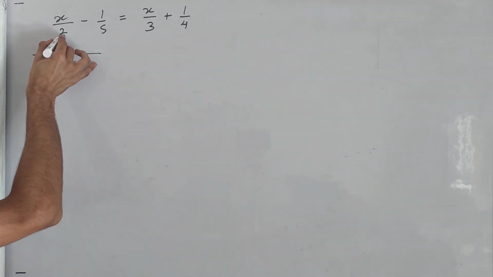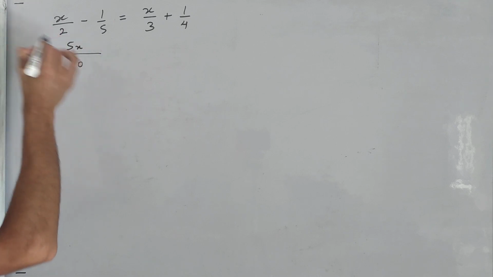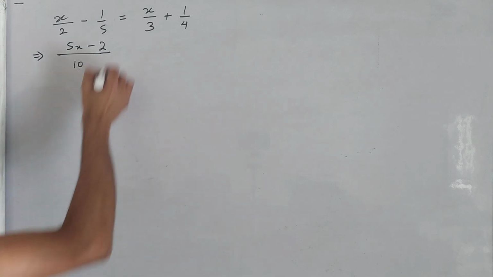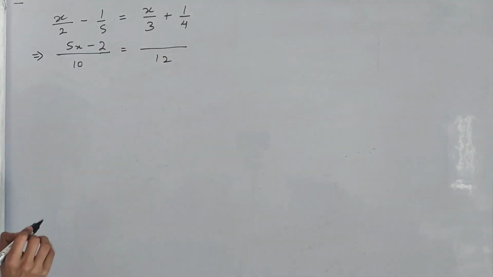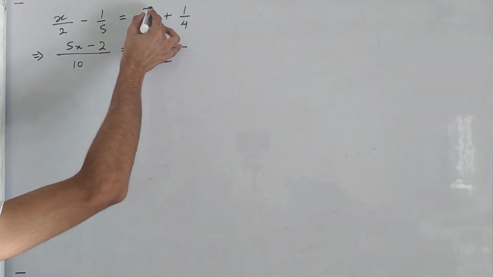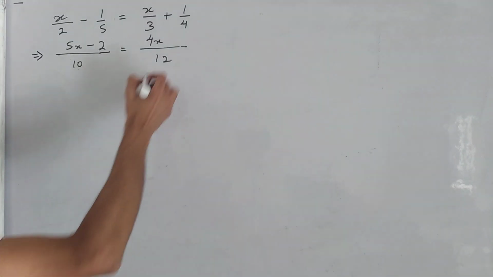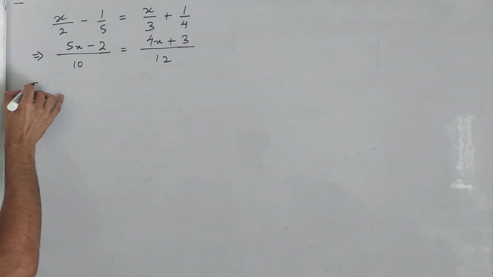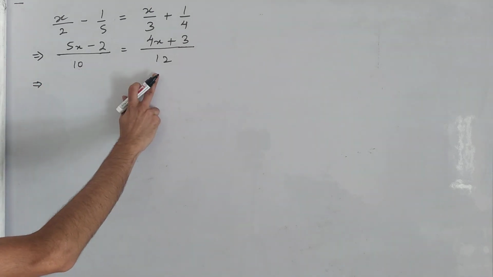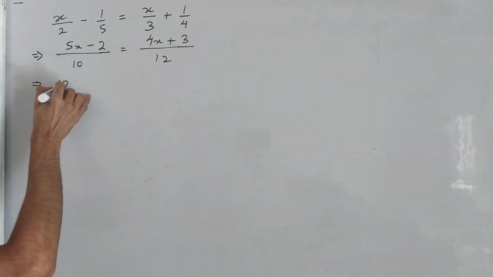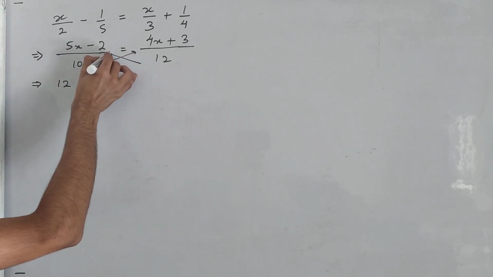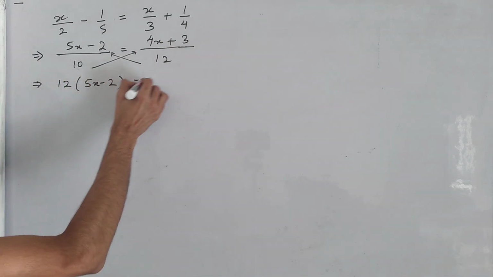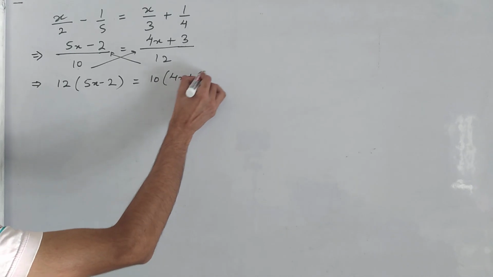10 divided by 2 gives you 5 multiplied by x, 5x; 10 divided by 5, 2, into 1, minus 2. LCM of 4 and 3 is 12. 12 divided by 3 is 4 multiplied by x, 4x. 12 divided by 4 is 3 multiplied by 1, 3. Now can we do anything further over here? No. So we will cross multiply. 12 will go this side, 10 will go this side. So 12 into 5x minus 2, equals 10 into 4x plus 3.